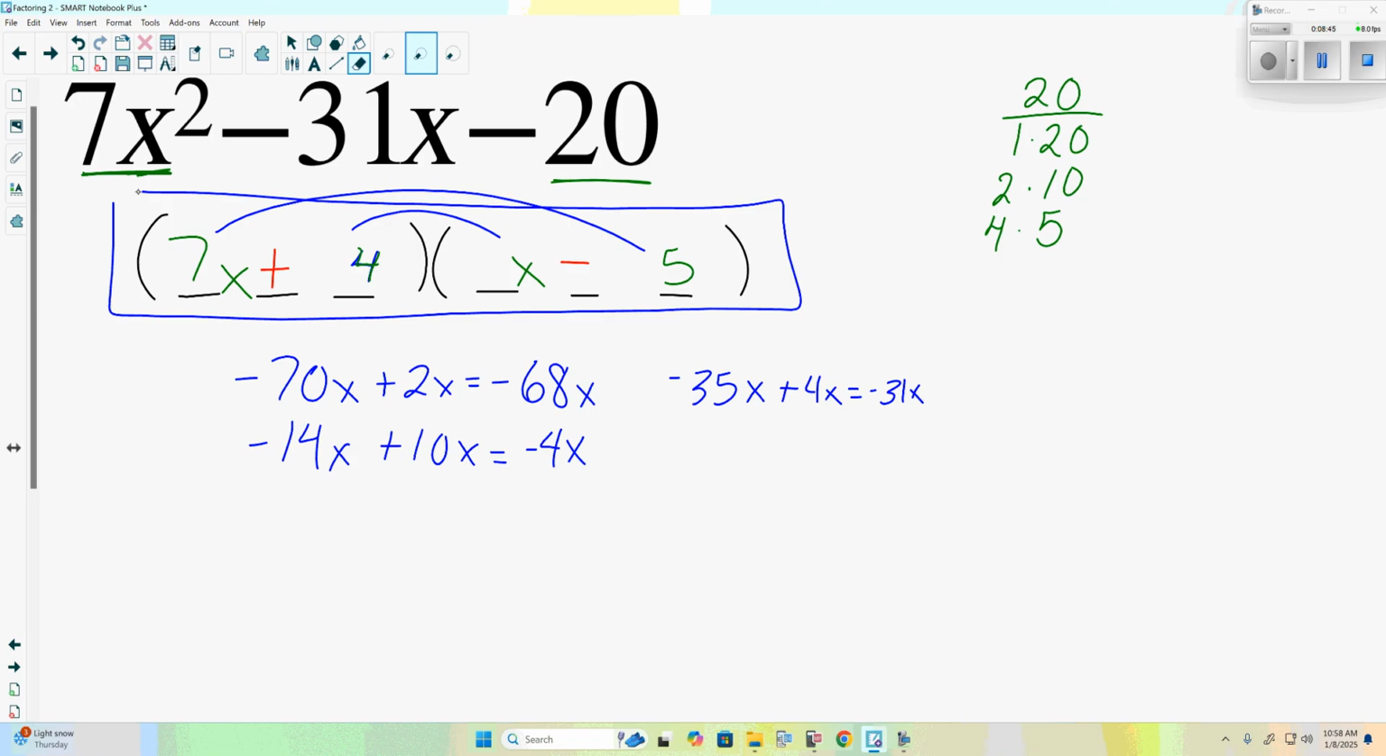So on some of these here, it does take us a few more tries to get to what we want, or what we need to get. Questions on this so far?